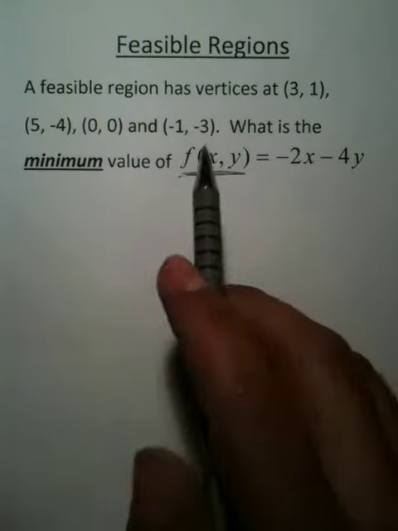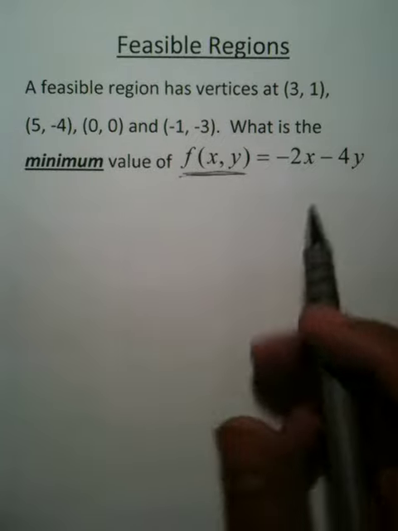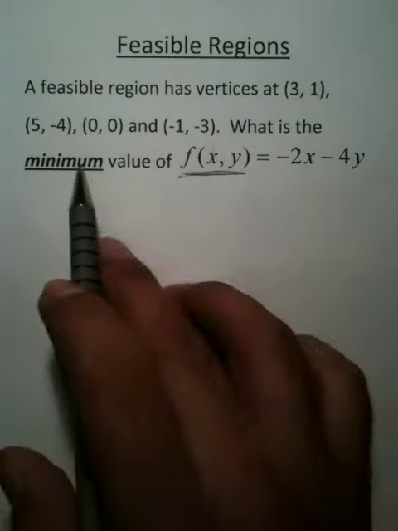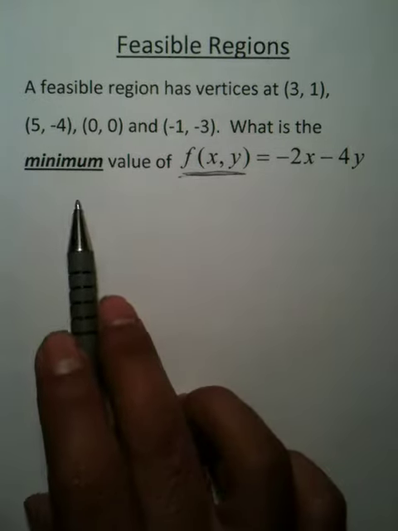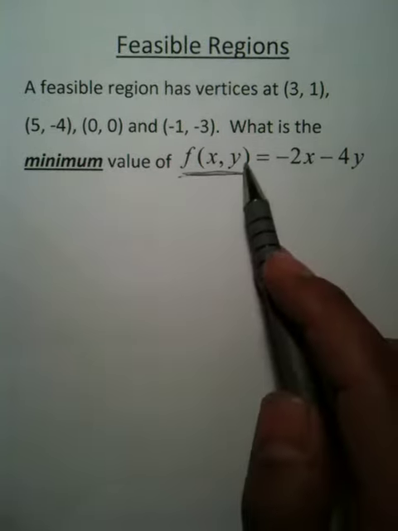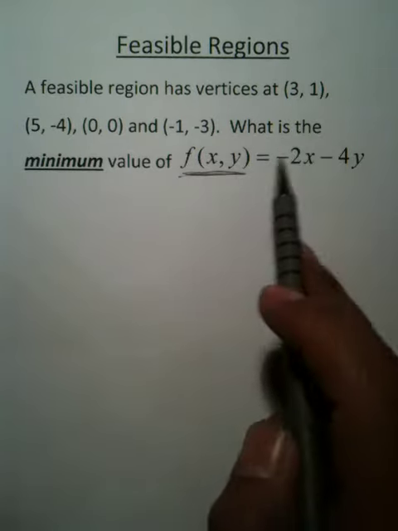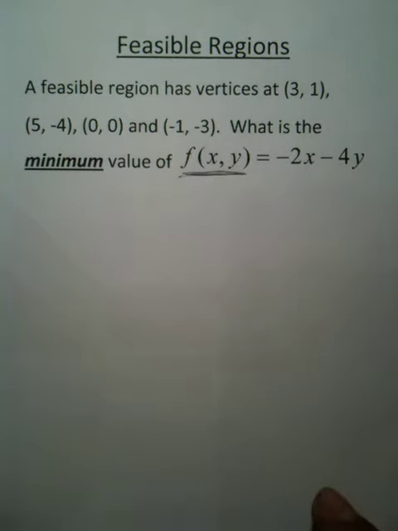Now the question is really asking you, the feasible region has vertices. So it's kind of like a square, a rhombus, a rectangle, a parallelogram, a polygon. And you're trying to find the minimum, maximum, or sometimes they want you to find the middle value. In this problem, we're looking for the minimum. So all we have to do is take each x and y and plug it into this equation. And whichever gives us the smallest value is going to be our answer to this feasible region.